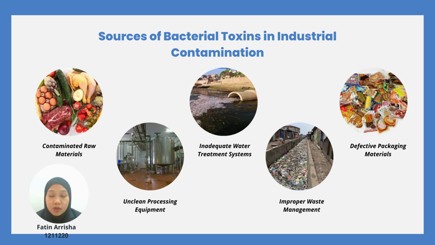Next, sources of bacterial toxin in industrial contamination. In an industrial setting, bacterial toxin can originate from several key sources. Number one, contaminated raw material like powdered milk or spices may carry bacteria such as Salmonella and Bacillus. Number two, unclean processing equipment, particularly those with biofilm, can harbor Listeria monocytogenes.